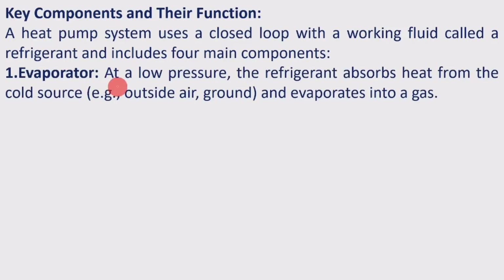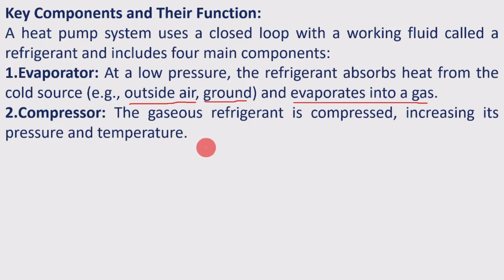First one is an evaporator. At a low pressure, the refrigerant absorbs heat from the cold source, the lower temperature source. For example, outside air. The heat is to be transferred from the outside air to the inside room, so it will receive the outside air heat, or from the ground, and evaporates into a vapor or a gas, we can call.